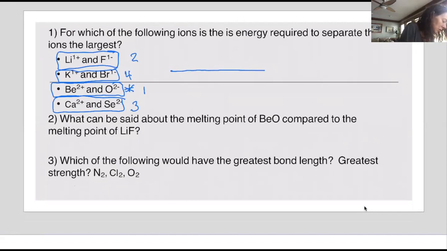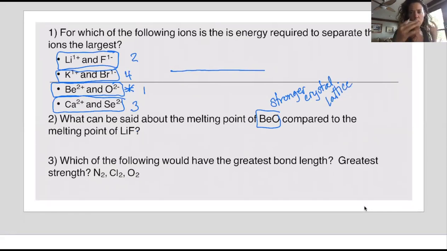What can be said about the melting point of BeO compared to the melting point of lithium fluoride? Well, I would imagine that if this has a stronger crystal lattice, it's going to be harder to melt that substance and separate those ions so that they can start to roam a little bit. And I would think that this would have the higher melting point. Now, I'm feeling pretty good about my prediction between lithium fluoride and beryllium oxide, but I am going to look it up. If I was wrong, the answer would be the lithium.